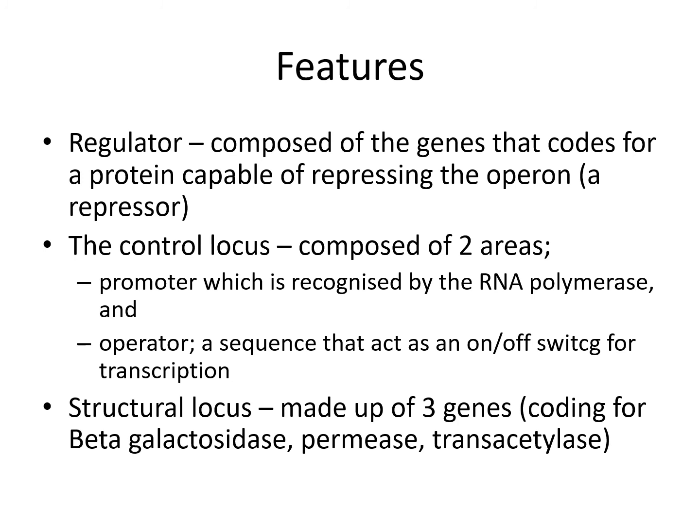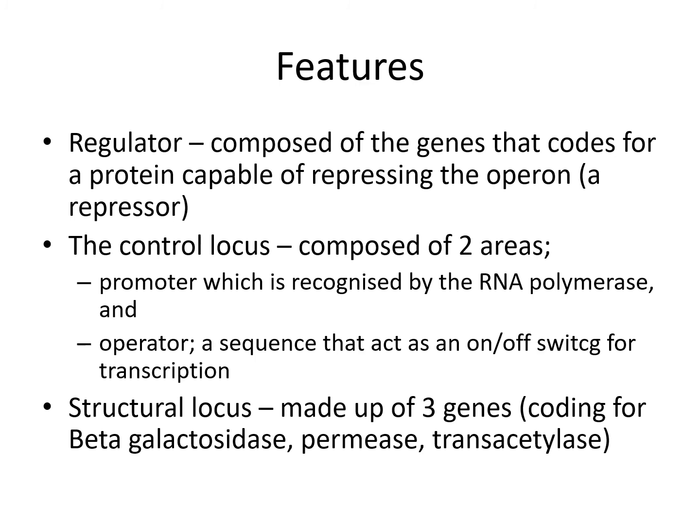The last feature is called the structural locus. This structural locus in the lac operon is made up of three genes, each encoding a different enzyme needed to catabolize lactose. One of the enzymes is beta-galactosidase, which hydrolyzes lactose into glucose and galactose, the monosaccharides. Another one is permease, which brings lactose across the cell membrane, bringing the lactose from the medium into the cells.